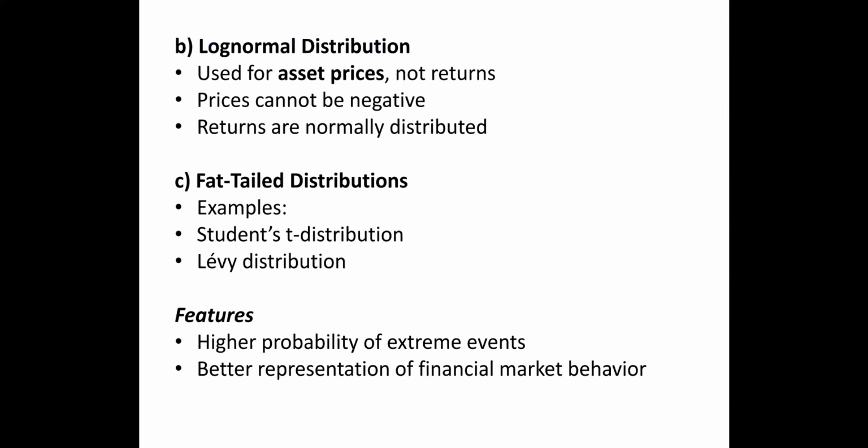Lognormal distributions are used for asset prices, not returns. Prices cannot be negative, while returns are normally distributed. Fat tail distributions, for example, Student's t distributions and Levy distributions. Levy distributions feature a higher probability of extreme events and are better representations of financial market behavior.